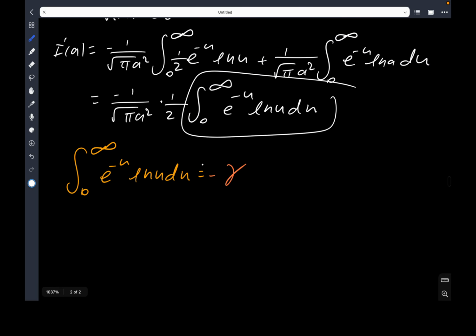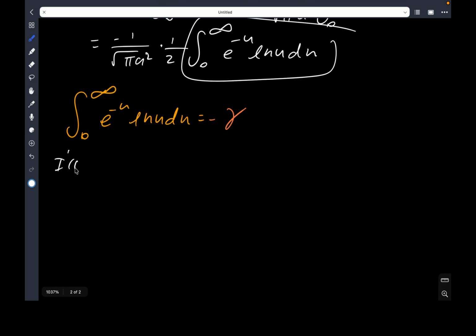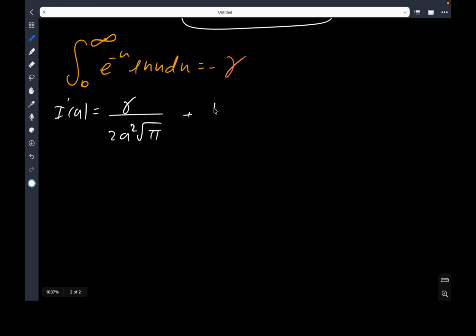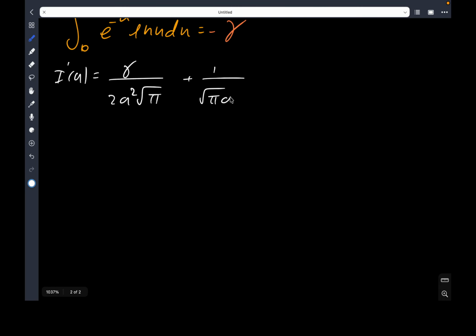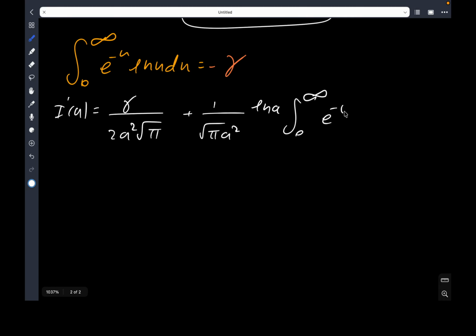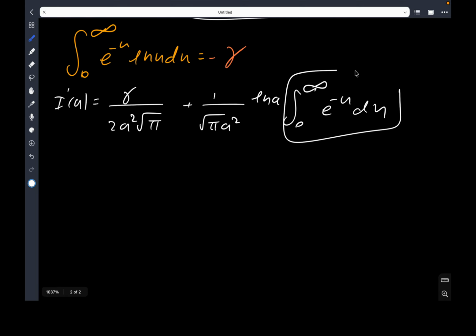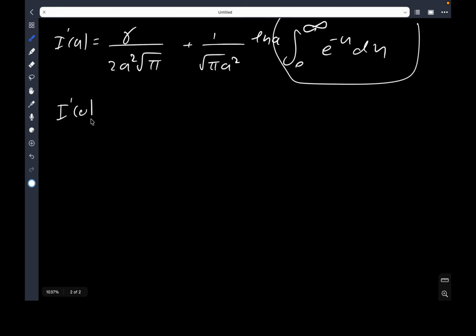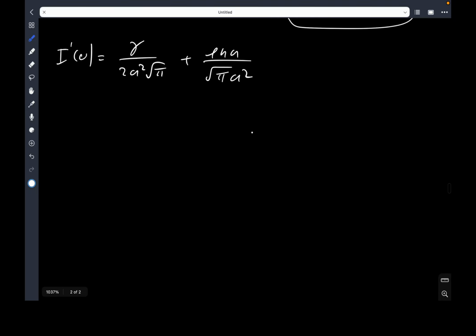So writing my integral again, it's going to be gamma over 2a squared root pi plus 1 over root pi a squared ln a, the integral from 0 to infinity of e to the negative u du. This portion of the integral goes down to 1. You can try it yourself. And thus I prime of a is gamma over 2a squared root pi plus ln a over root pi a squared. So I have to integrate it to get I of a.